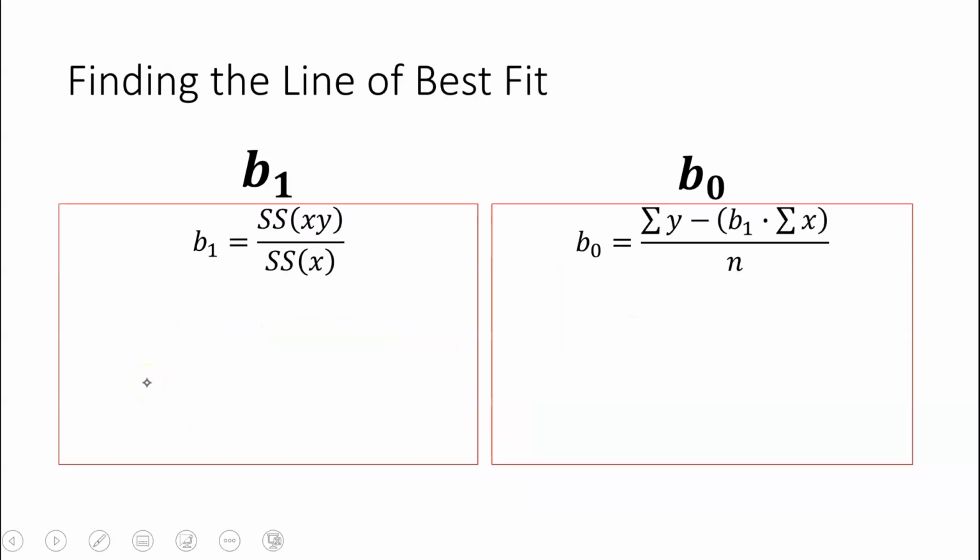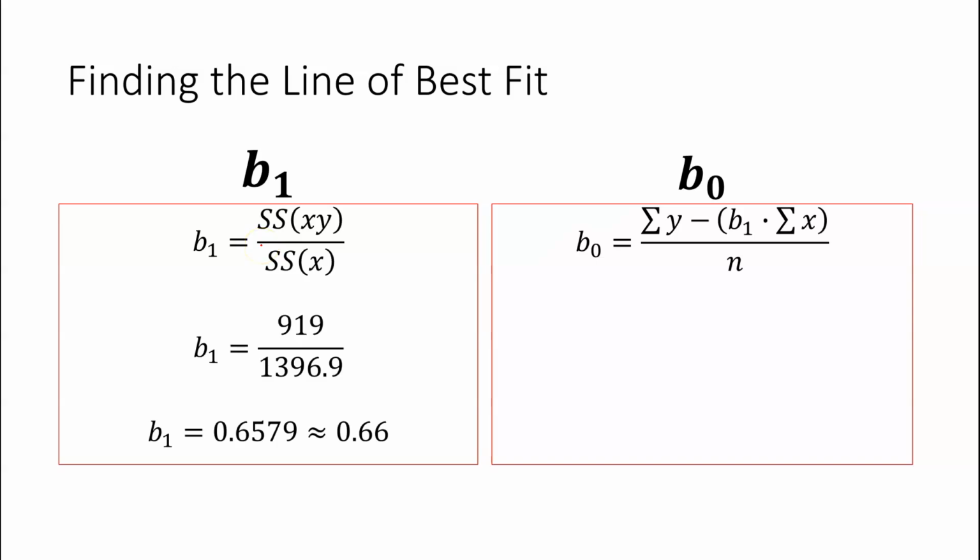Okay. So, finding the line of best fit for Mr. Mac's physical fitness class in comparison of push-ups to sit-ups. B1 is the sum of squares of xy over the sum of squares of x: 919 over 1396.9. And B1 comes out to approximately 0.66.